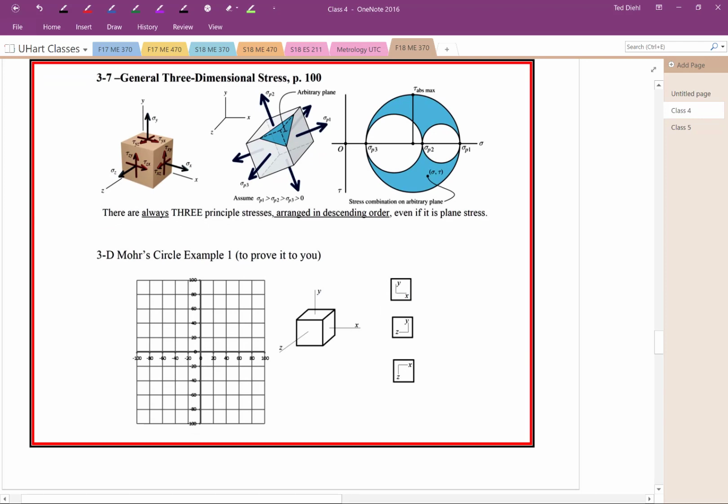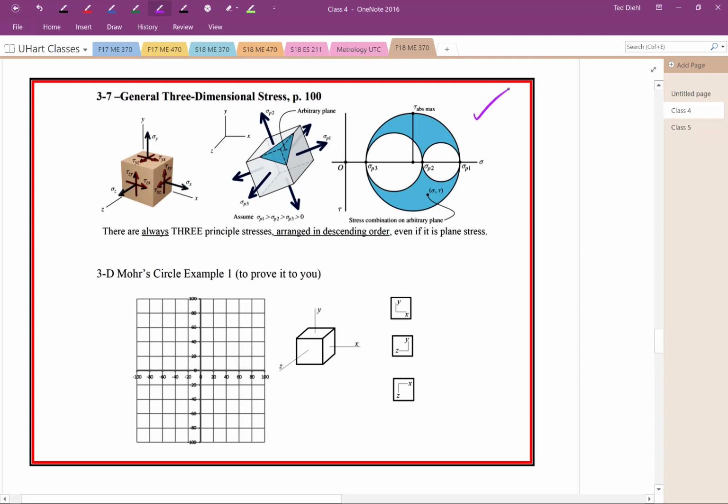So something right here from this figure, you'll see that there's a more complicated Mohr circle where we have two Mohr circles inside a larger Mohr circle. So I'll make this statement that every stress has three components to it, but most often the case is plane stress. One of those three principal stresses is zero.